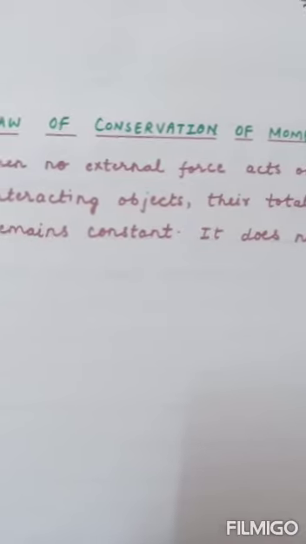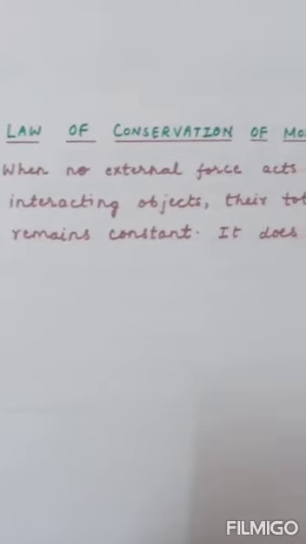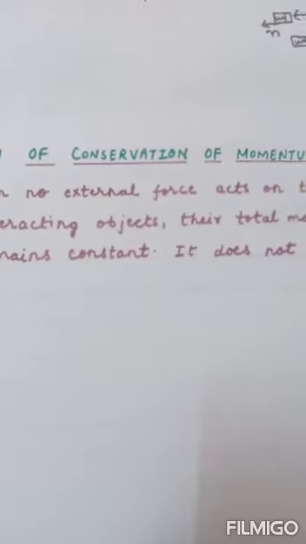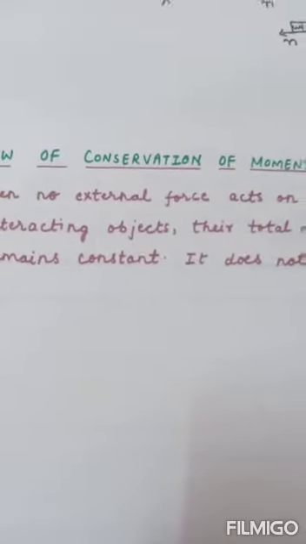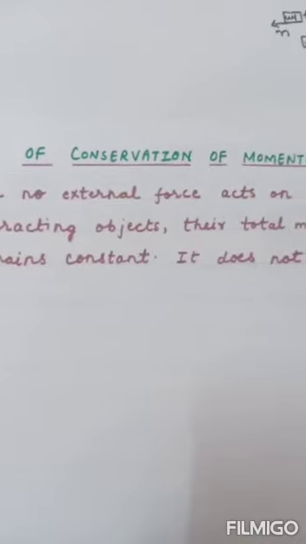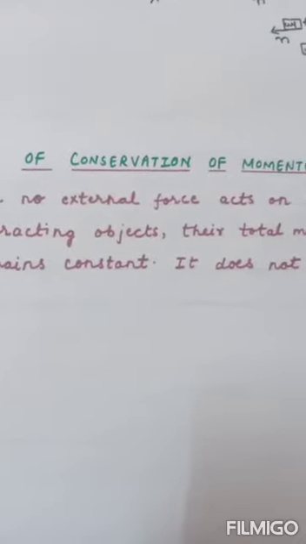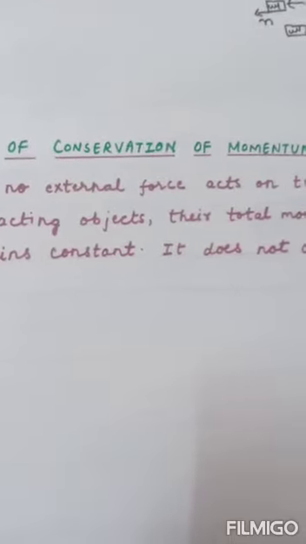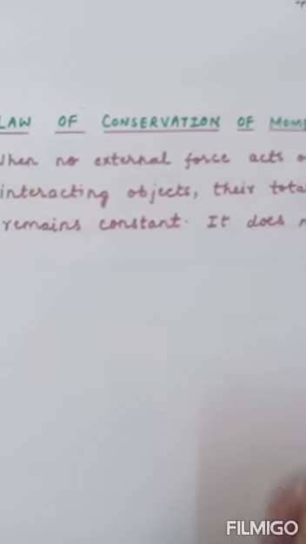This was in words. Now we will derive this law of conservation of momentum. In simple words, the initial momentum is equal to the final momentum. When two or more bodies interact with each other, momentum remains constant.